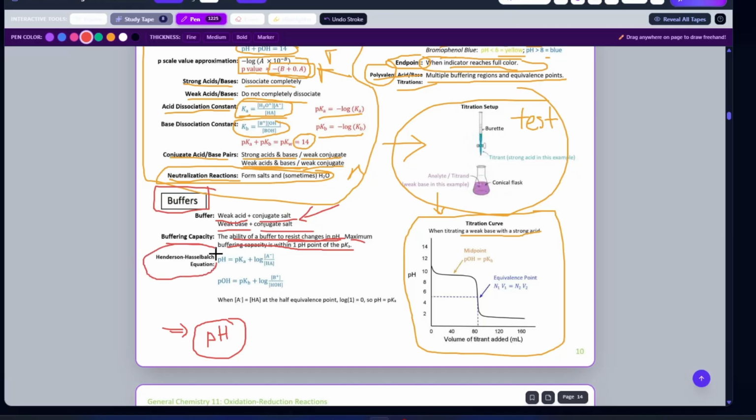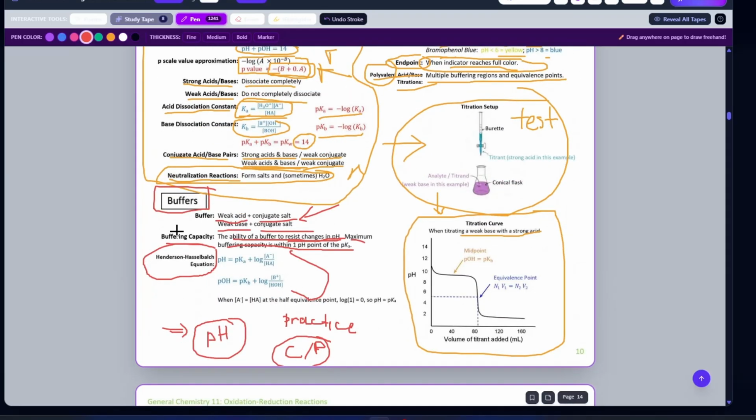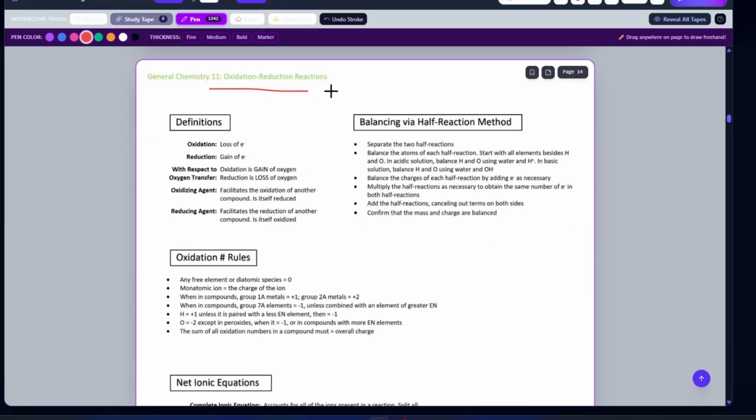The Henderson-Hasselbalch equation. This one, do your practice problems on it. Do it. Don't skip out on practice problems because CP, your chemical physical section, is heavy on this and heavy on applying your knowledge. So not only should you just know this, you need to understand it deeply and apply it deeply. Okay, now we have oxidation-reduction reactions.